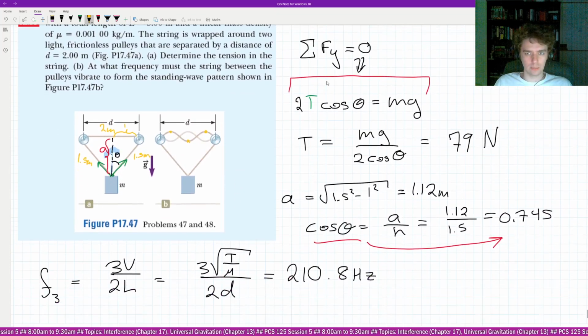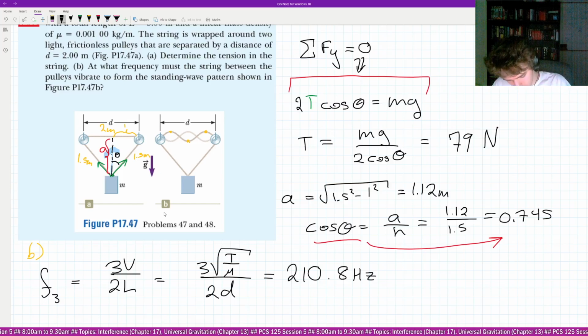Okay, there we go. So sum of the forces to solve for T, 2 of them. And finally for B is just solve for F3. Is that right, 210.8? This answer says 211, but that's fine. Yeah, that's close enough. Same thing. Okay, we finished all of those.